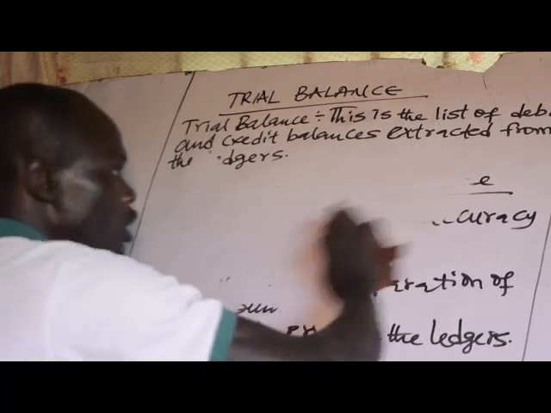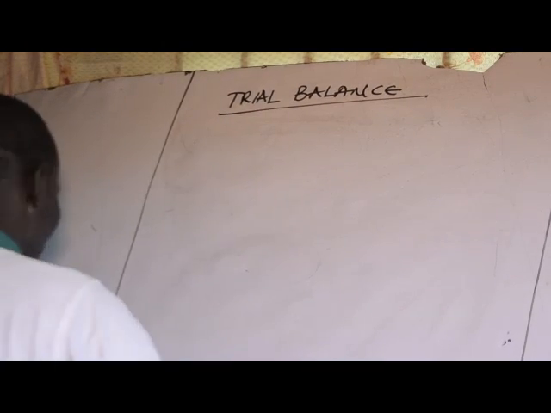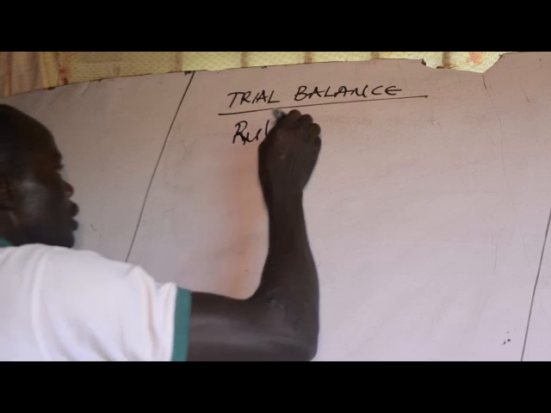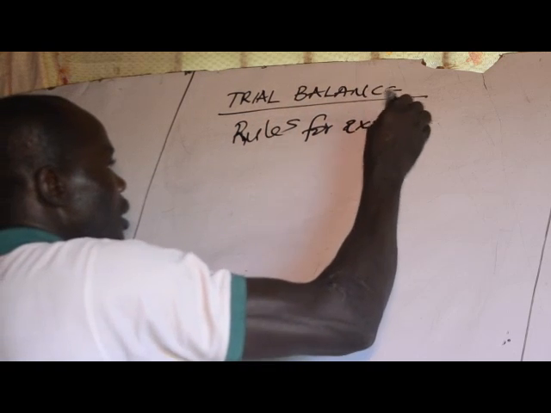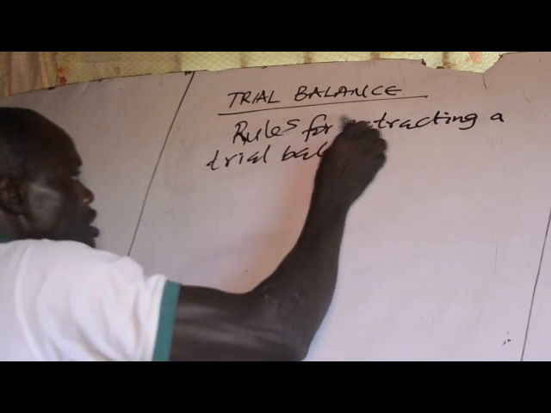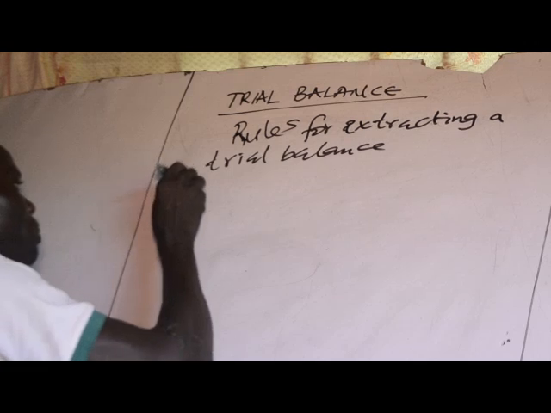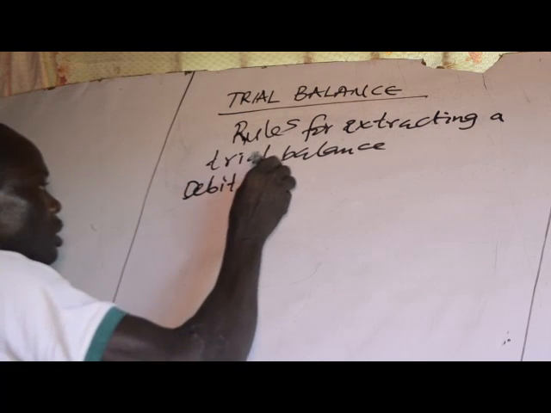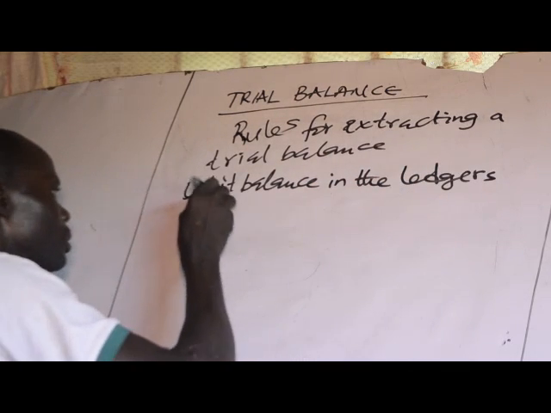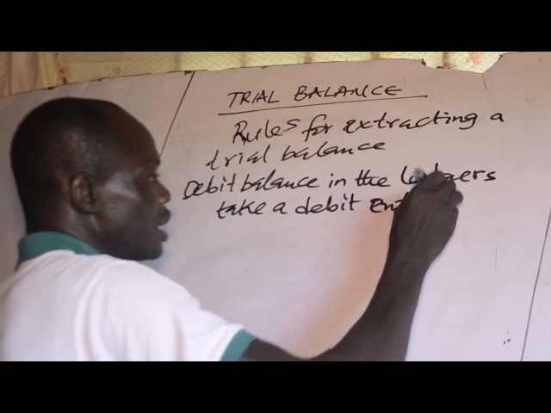So what are the rules for extracting a trial balance? Where you are extracting your trial balance from the ledgers, a debit balance in the ledger or ledgers takes a debit entry in the trial balance.